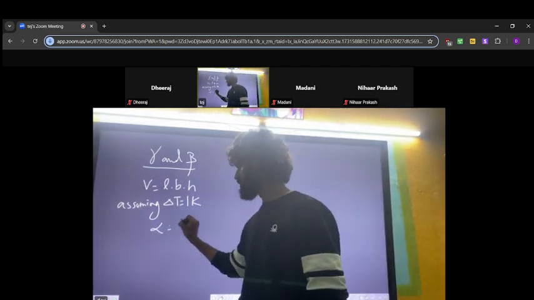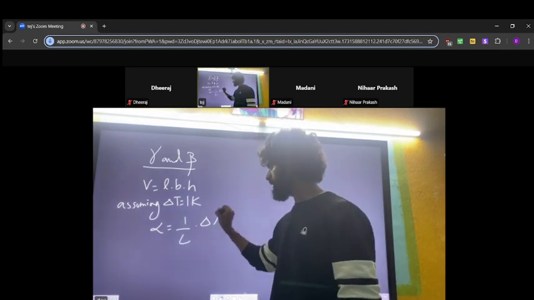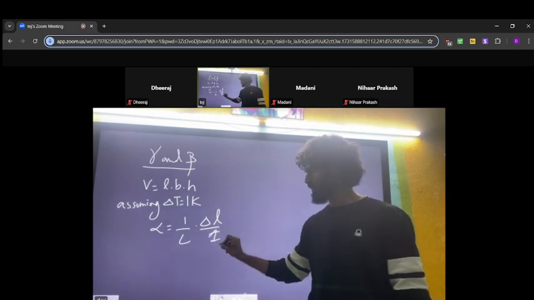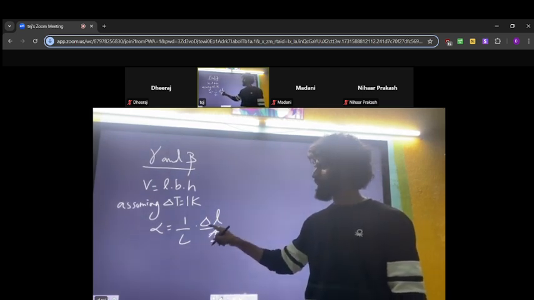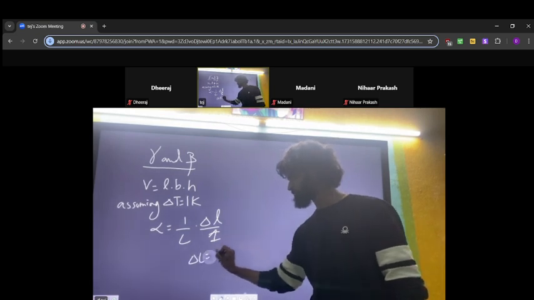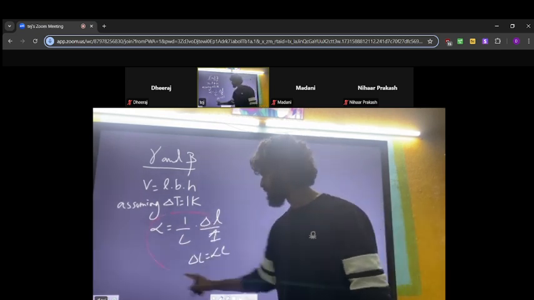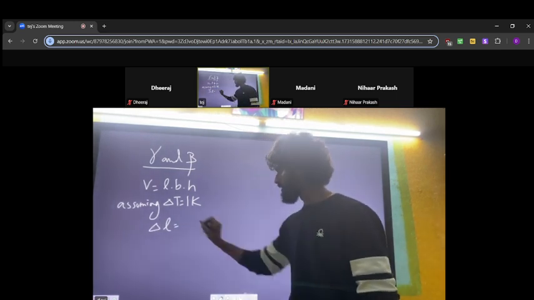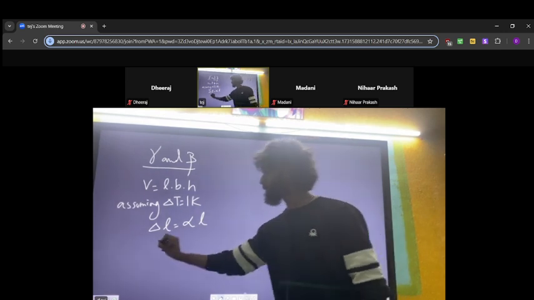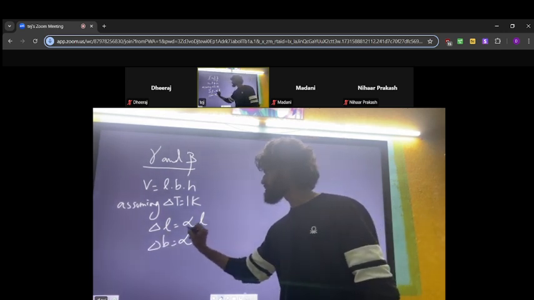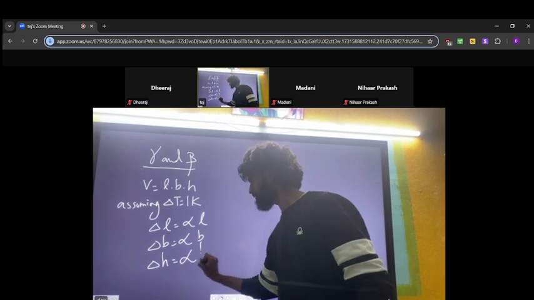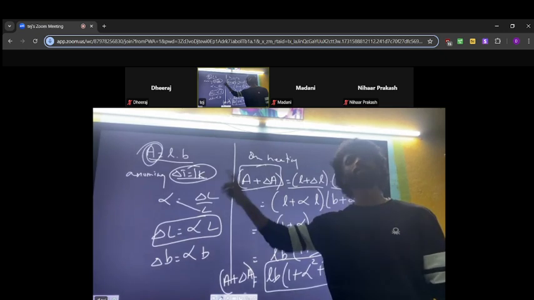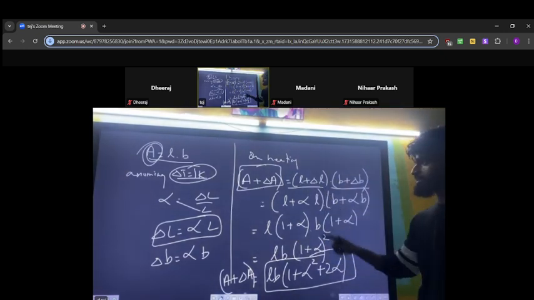So alpha was equal to 1 by L into delta L by delta T. Correct? Delta T becomes 1. When delta T becomes 1, delta L becomes alpha L. Correct? Similarly, delta B will become alpha B. Similarly, delta H will become alpha H. Getting it? Just like the way I did for two things, I'm doing for three things here. That's all. Then I'm supposed to start understanding what happens after heating.